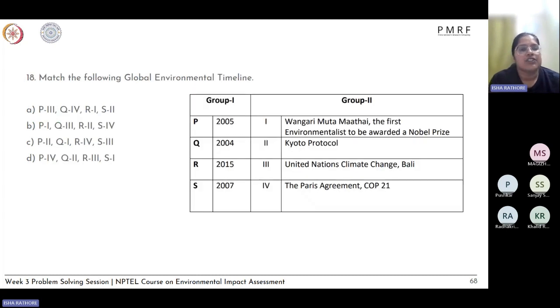Moving on. So match the following global environmental timeline with the events which have happened. So group one is the year which is given, and group two is the event which has happened.